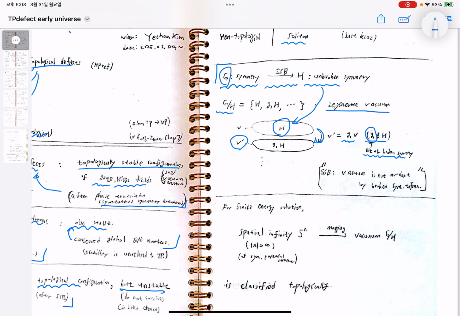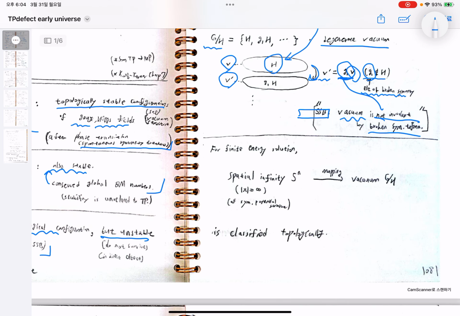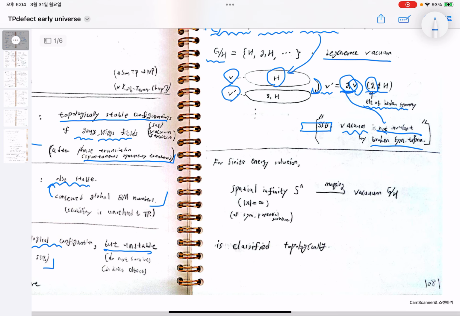So if we collect all the cosets, we can obtain the degenerate vacua. This is because the definition of spontaneous symmetry breaking is that the vacuum state is not invariant under the broken symmetry transformation. So this vacuum state is not invariant under the broken symmetry transformation g1. So this gives the other vacuum V prime, and if we collect all the cosets, then we can obtain the degenerate vacuum collections.